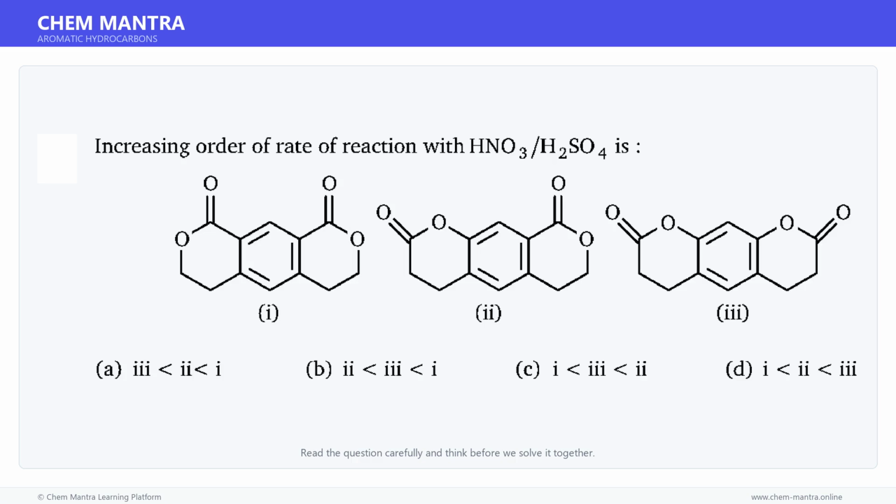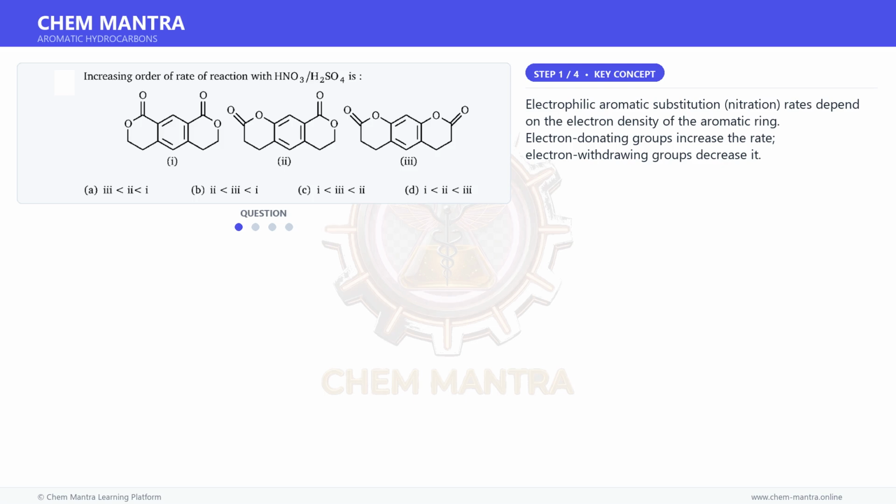Here is a question. Read it carefully and think about the answer. Let us solve it step by step. Let us first understand the key concept here. Electrophilic aromatic substitution, nitration, rates depend on the electron density of the aromatic ring. Electron donating groups increase the rate, electron withdrawing groups decrease it.